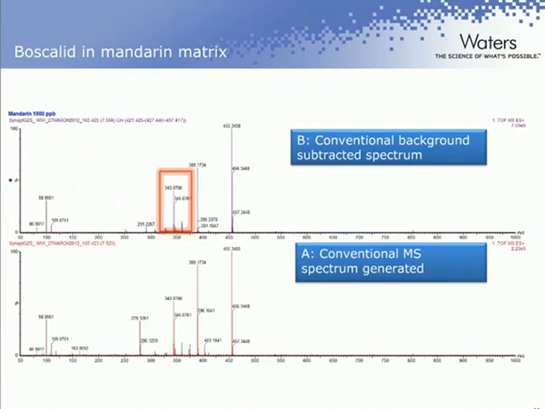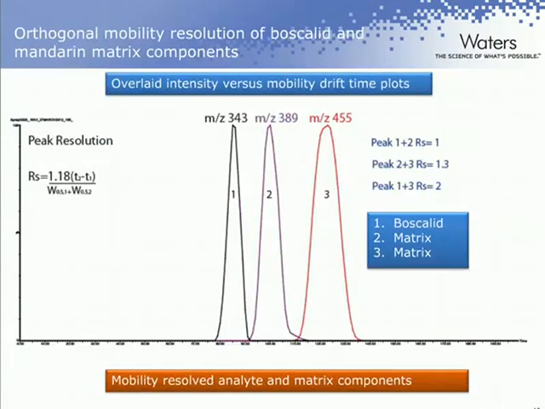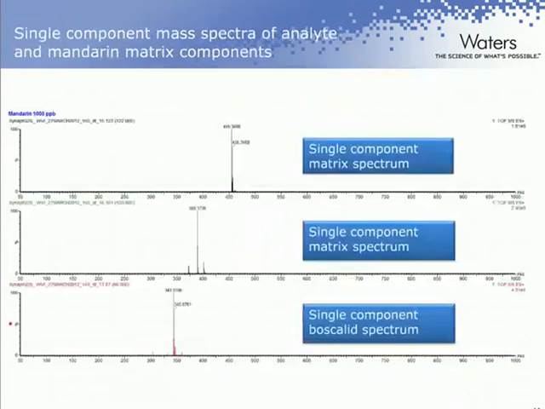And why is that? Well, let's take a look at the actual extracted mass chromatograms for some of the matrix peaks and our peak boscalid. We can see that they're overlaid and we have little or no resolution at all. So it's not surprising that we can't generate a single component MS spectrum. However, if we look at the data within ion mobility, we can see that those matrix components and boscalid, our pesticide here, have been completely resolved. And that allows us to generate a single component MS spectrum.